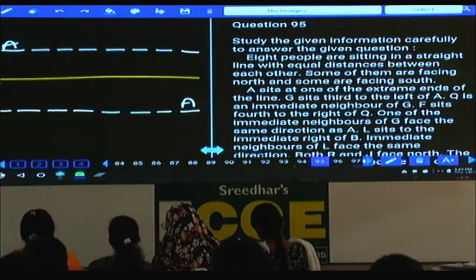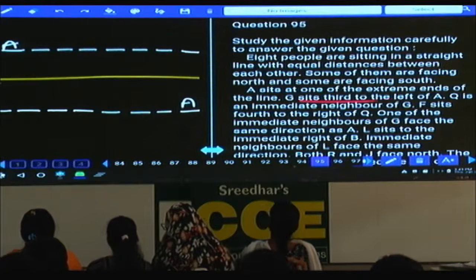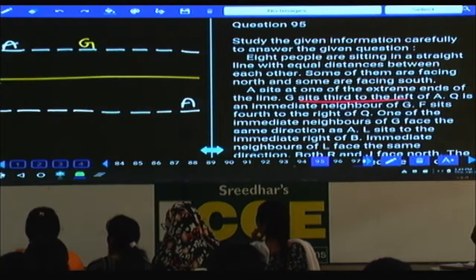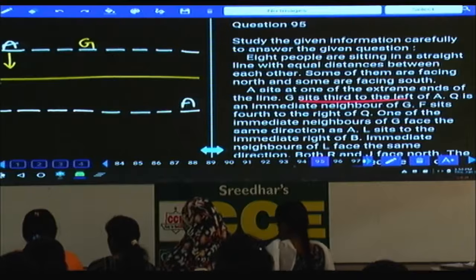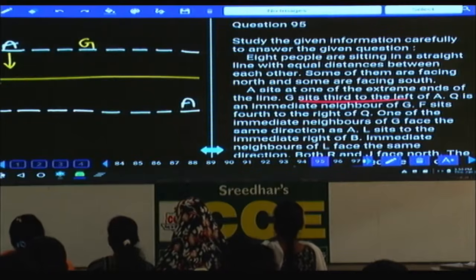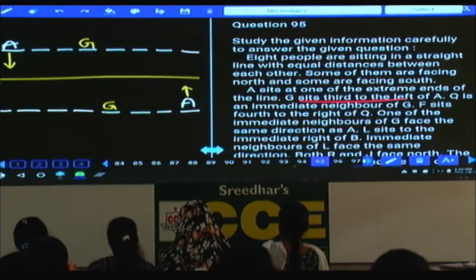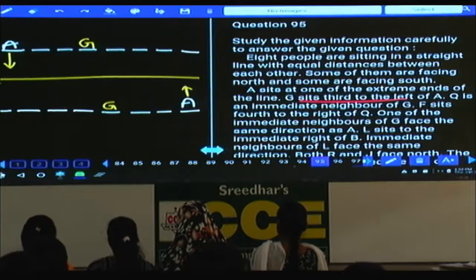G sits out to the left of A. Whatever this G is, it is seated out to the left of A. In the first case, G must be here. If G is here, is A facing north or south? G sits out to the left of A. Out to the left of A means A is facing south, then only G will be on the left hand side. And in the next case, 1, 2, 3, G must be here. And G is out to the left of A, so A must be facing north. Then in the first case, A is south, and in the second case, A is north.